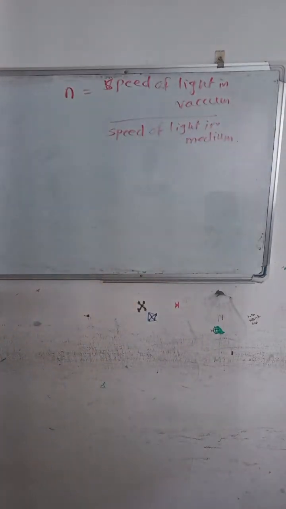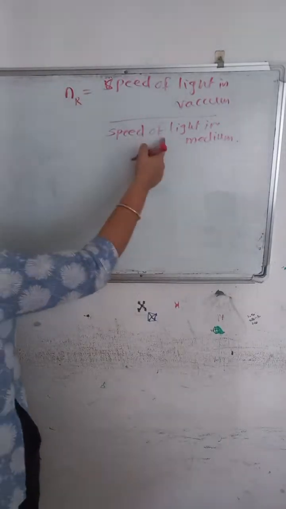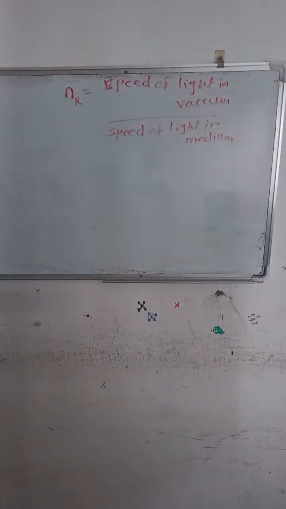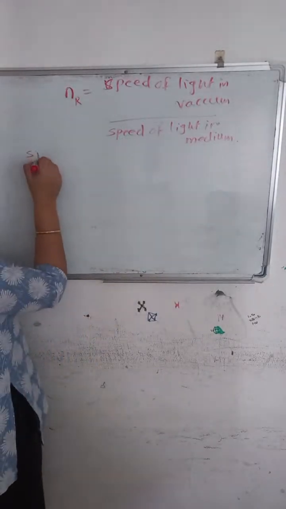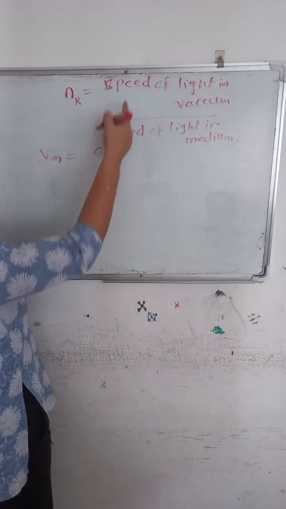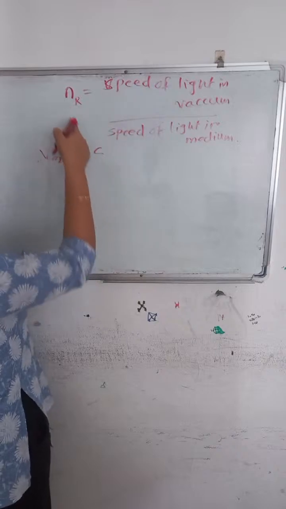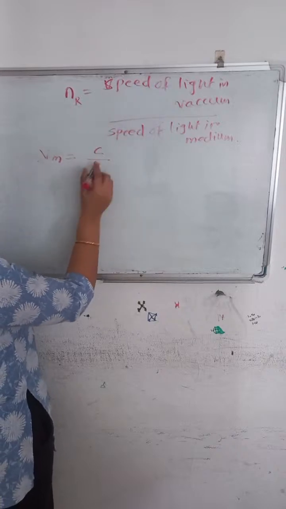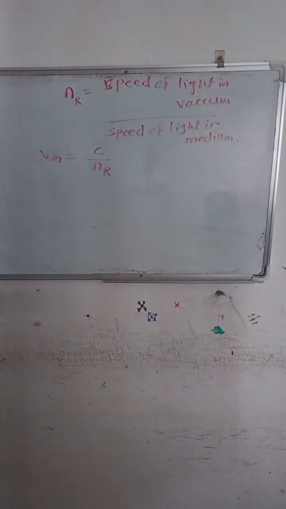So these values are given. C is nothing but the velocity of light in vacuum, which is 3 into 10 raised to 8, and the refractive index of the ruby is given. So we have to find the speed of light in the medium. Transpose this. Speed of light in the medium, Vm, is nothing but C divided by the refractive index of the ruby, which I can write as Nr.